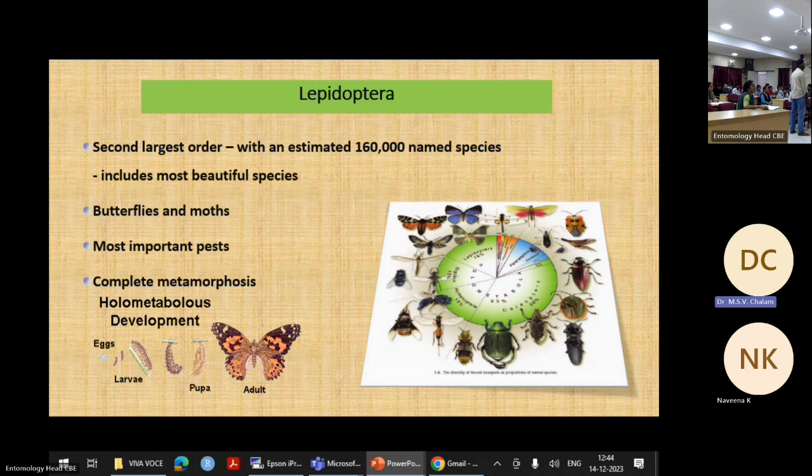So we all know that Lepidoptera is one of the most important orders, the second largest order. The students must have studied it in their taxonomy course. Around 1,60,000 named species are there, including butterflies and moths. But economically, this is one of the most important orders because the majority of the crop pests are included in this order. Next, please.